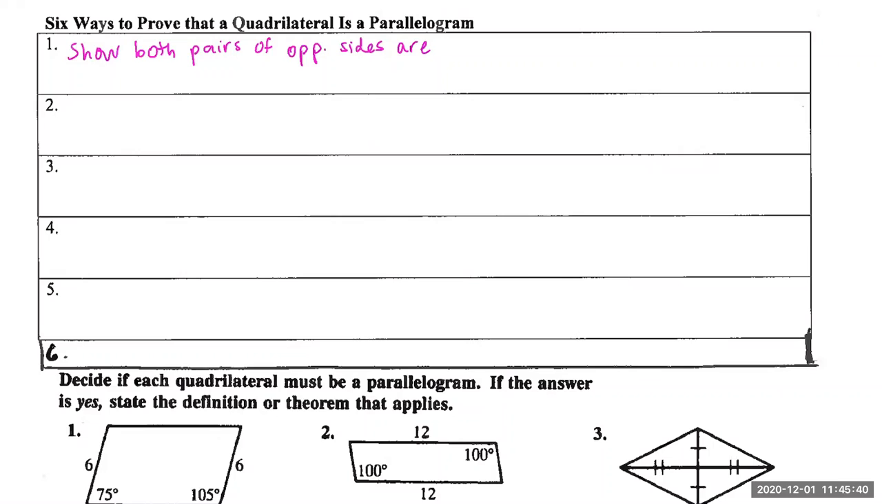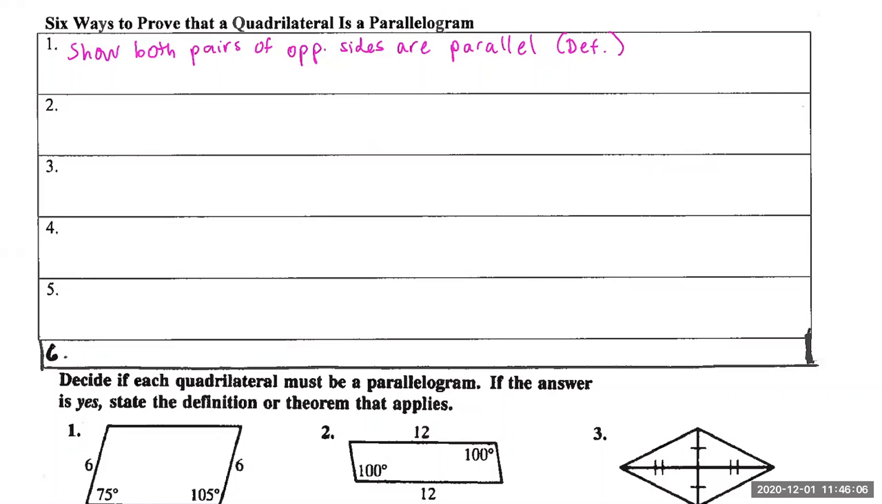If it's by definition, think of the definition of parallelogram. Good. So by definition, if you are able to show that both pairs of opposite sides are parallel, and I'll put definition here. For that one, you can say, oh, we know by definition of parallelogram.